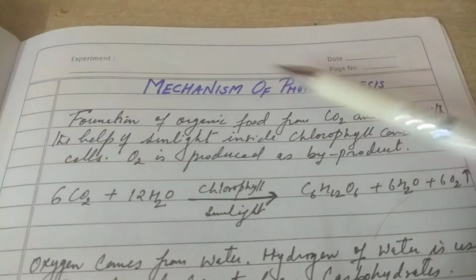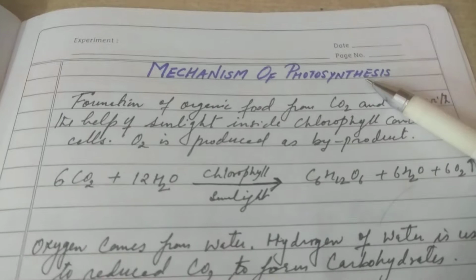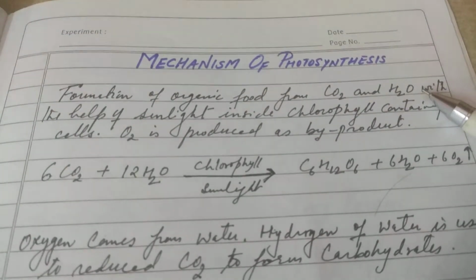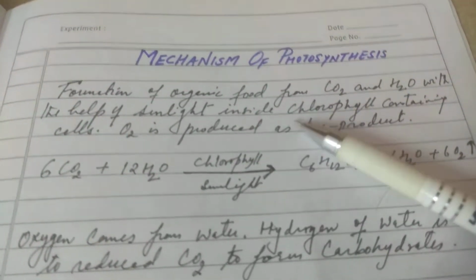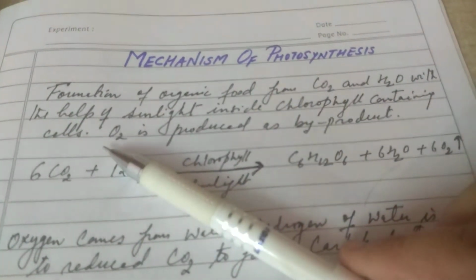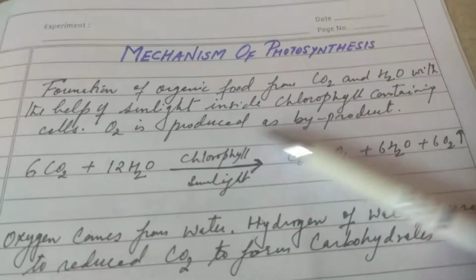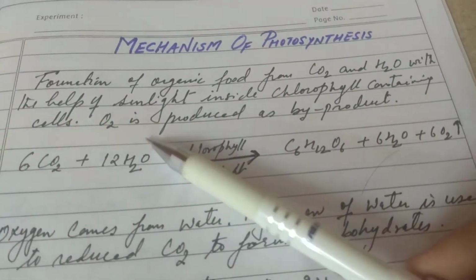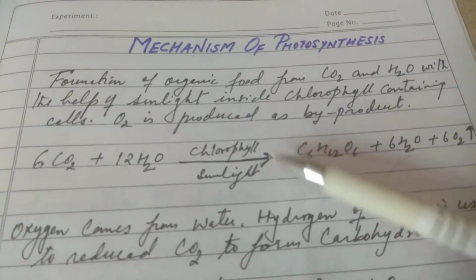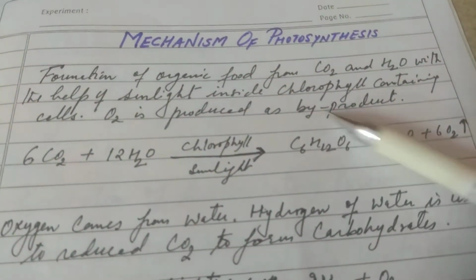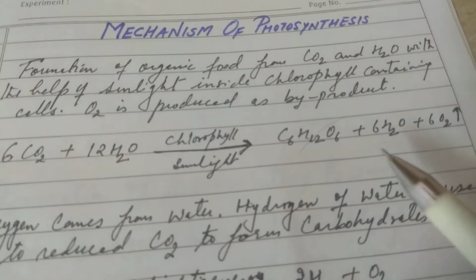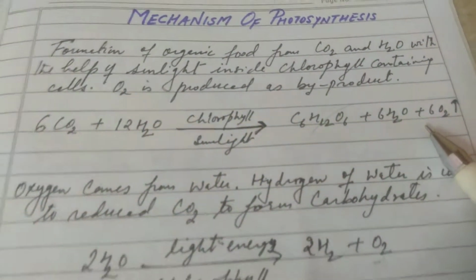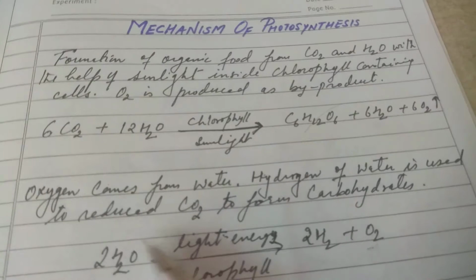Okay students, in continuation of photosynthesis, here's the mechanism of photosynthesis. Formation of organic food from carbon dioxide and water with the help of sunlight inside chlorophyll-containing cells called chloroplasts. Oxygen is produced as a byproduct. 6 molecules of carbon dioxide and 12 molecules of water in chlorophyll, using sunlight, form glucose, a carbohydrate, and 6 molecules of water, and 6 molecules of oxygen are formed as a byproduct. This oxygen comes from the water.